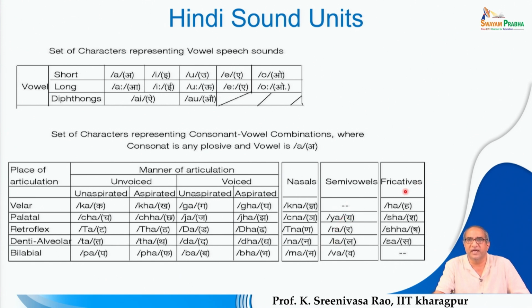And similarly the fricatives, in the Indian context, are sa, sha, sha, ha. You can see ha, where it is a velar position, with a slight narrow opening. Sha is at a palatal position, then sha is at the retroflex, and sa is at the dental position.